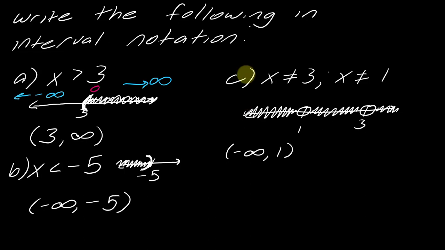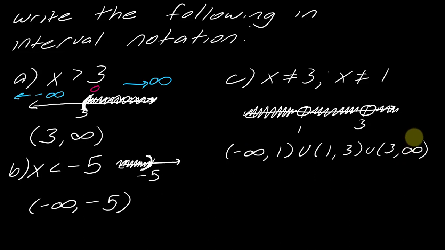Then I want to continue this from 1 to 3. When you need to make a jump, you use the union symbol, and then you can just continue. So now I go from 1 to 3, and then I need to jump over 3, and I go from 3 to infinity. So this would be the entire answer. A lot of times having the picture in front of you is very helpful for figuring out what your interval notation needs to be.